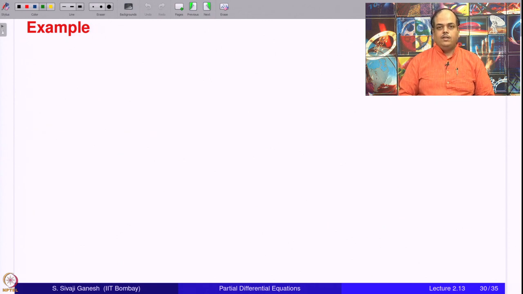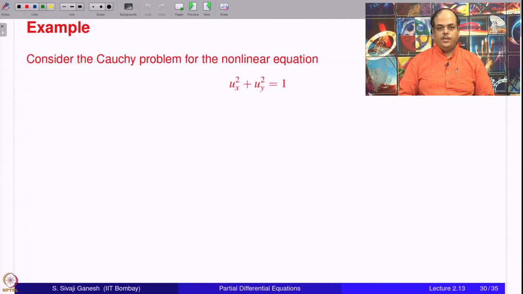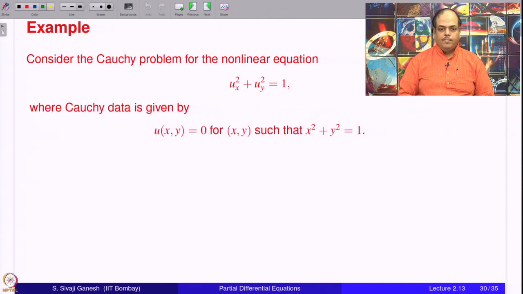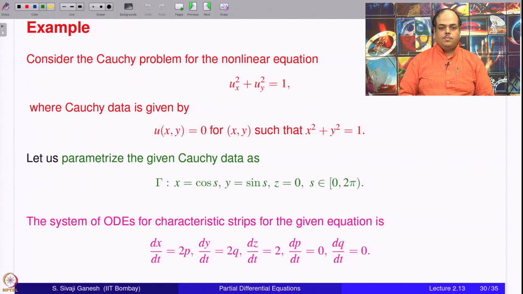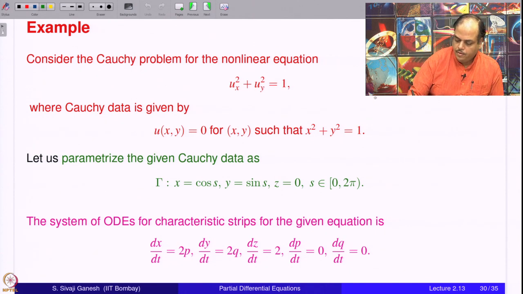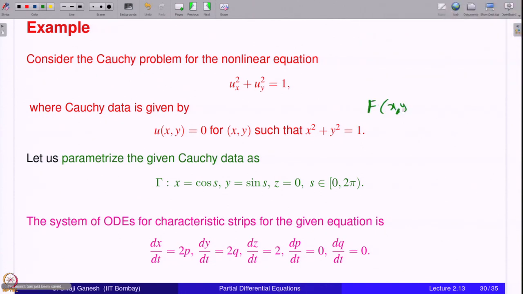So, let us solve an example where we are going to solve a Cauchy problem for a nonlinear equation, the simplest nonlinear equation u_x square plus u_y square equal to 1. Cauchy data is given by u is 0 on the circle x square plus y square equal to 1. So, first thing as always is to parameterize the Cauchy data, x equal to cos s, y equal to sin s, z equal to 0, s in the interval 0 to pi. System of ODEs. So, what is f of x, y, z, p, q? p square plus q square minus 1. So, in this example, we should always write this, what is this function?